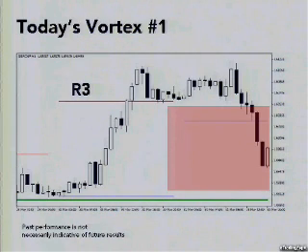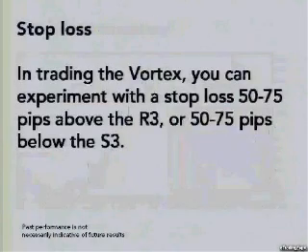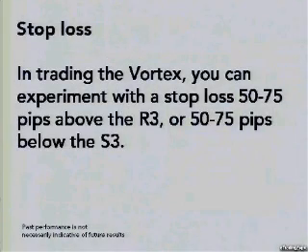Once it hits R3, I stack trades equally distant apart back down towards that daily pivot with a buffer zone of 10. It's generally 20 pips in front of that daily pivot. In trading the Vortex, you can experiment with a stop loss of 50 to 75 pips above R3 or 50 to 75 pips below the S3.